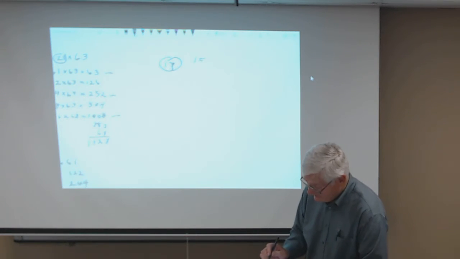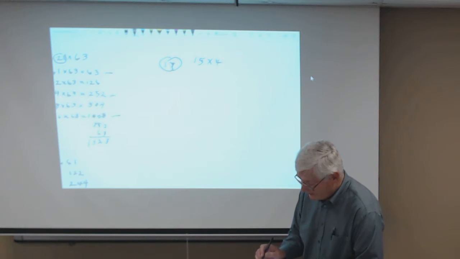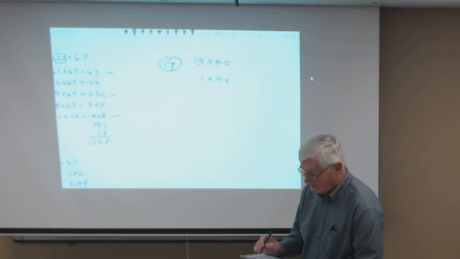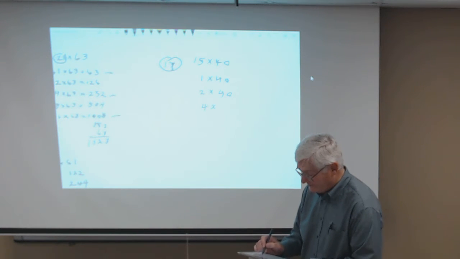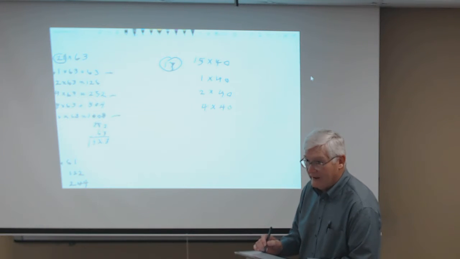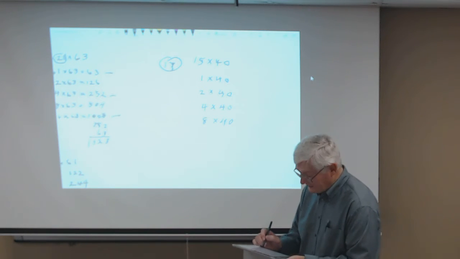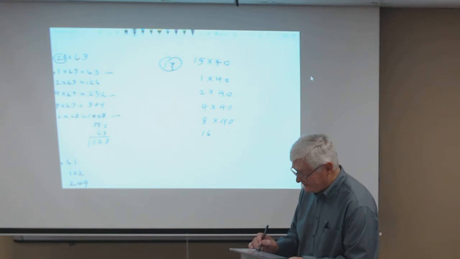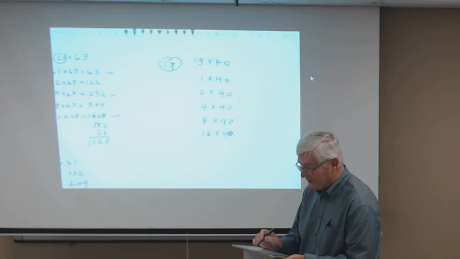15 times 40. So we start out with what? 1 times 40? Yeah. And then 2 times 40? And then what? 4 times 40. And then what? 8 times 40. Good. And then what? 16 times 40. Now, as soon as I do that, see what happened? I'm not going to need 16 times 40 because 15 is the number I'm looking for.